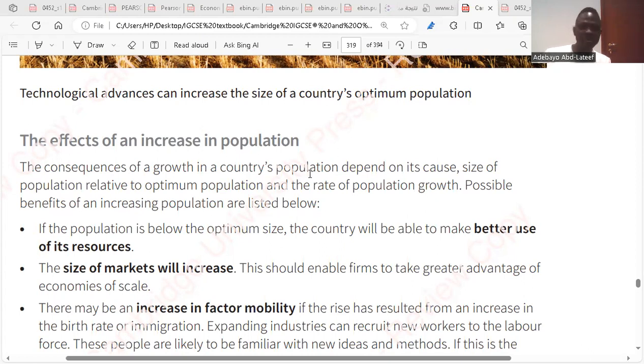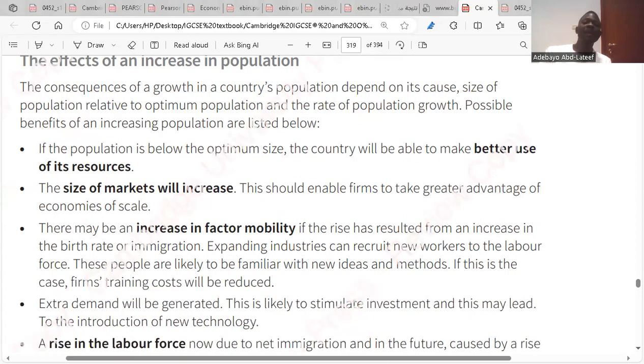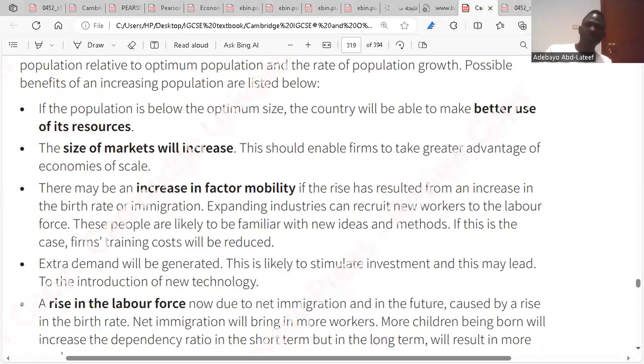So let's see, what are the benefits of increasing population? We check the first benefit. If the population is below the optimum size, the country will be able to make better use of its resources. So if the population is still below the optimum size, increasing population there is good because it will enable the country to use all its resources. Unemployed resources will be fully employed. There is a surplus already, because they are still below the optimum, so that means unused resources.